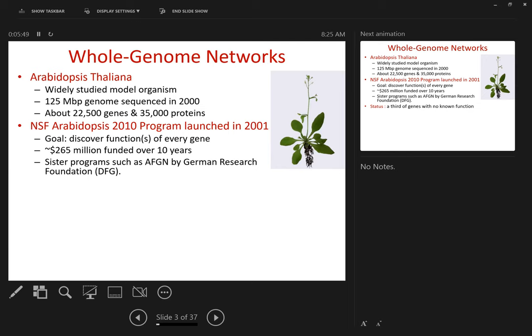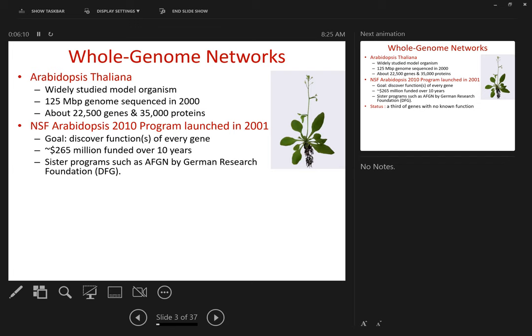And it has a relatively small genome. It's only 125 million base pairs, as opposed to maize, which has 2.5 billion base pairs, almost the size of the human genome, in fact, even more complex than the human genome, and so forth. So Arabidopsis is a widely studied model organism. It is the first plant genome to be sequenced.